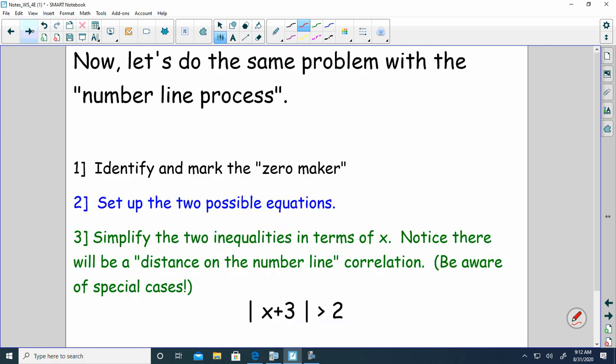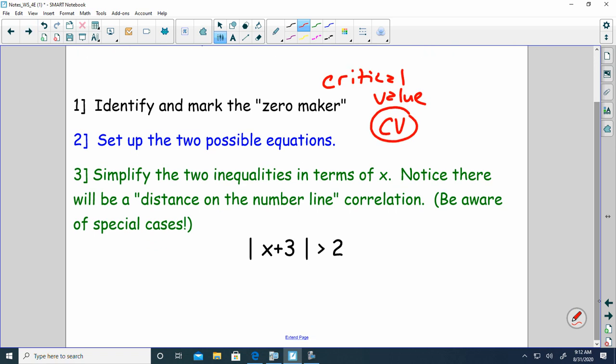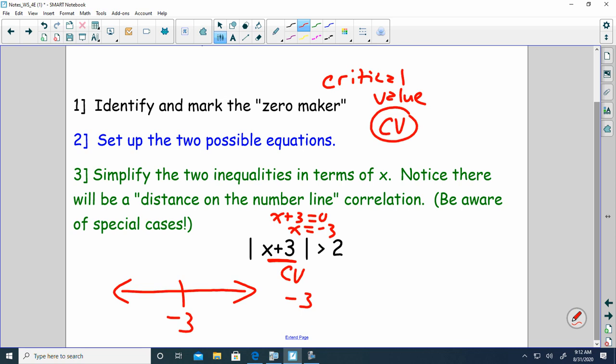Okay, now we're going to take a look at this with the number line. We're going to make the zero maker, and we're going to call the zero maker the critical value. If you see me put CV, that's the critical value. So set up the two possibilities for this equation. We're going to do this without graphing it, but think about it on a number line. My critical value: set that equal to 0, so x equals -3. So -3 is my critical value, and I'm going to put a point at -3, CV.